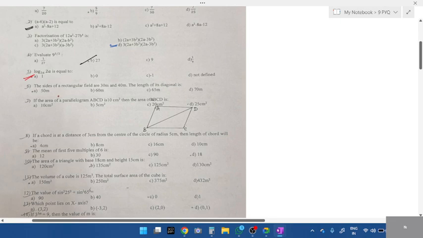Area of a parallelogram is 10. Find the area of ABCD. Okay, this will do this. I think parallelogram is cancelled.